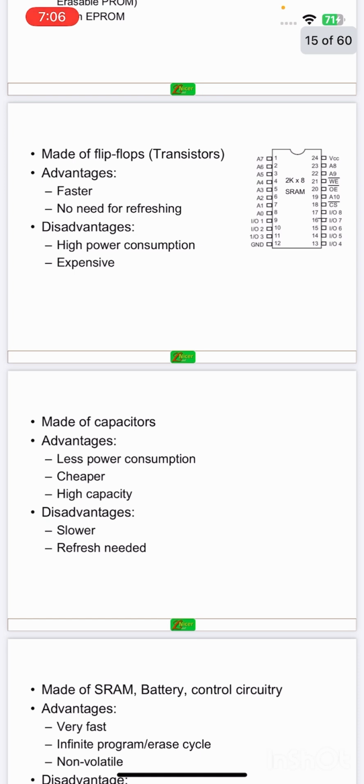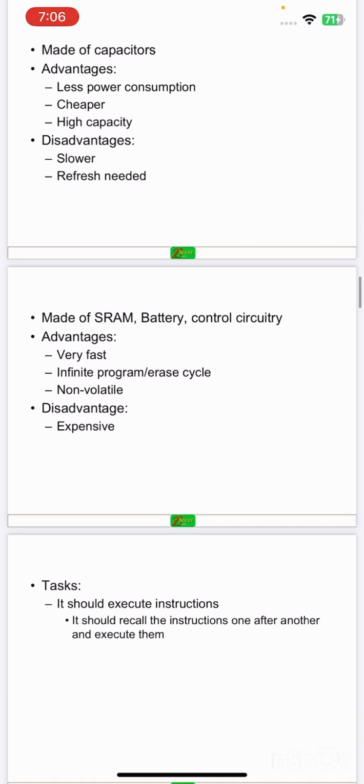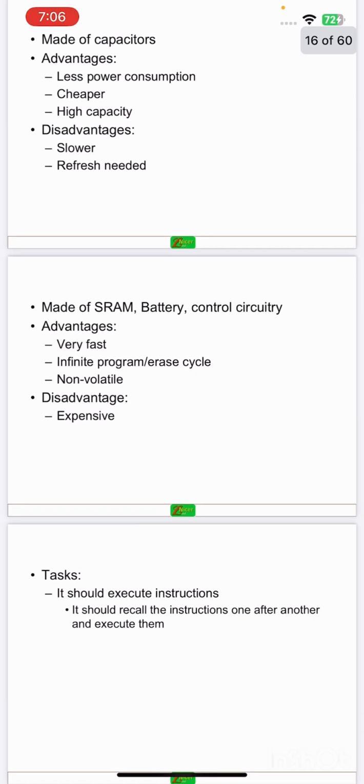Now, made of capacitors, advantages and disadvantages. As we know, capacitors have less power consumption, are cheaper, and have high capacity. The disadvantages are that they are slower and need refreshing. Made of SRAM with battery and control circuitry: the advantages are that they are very fast and have an infinite program-erase cycle, and the disadvantage is that they are expensive.